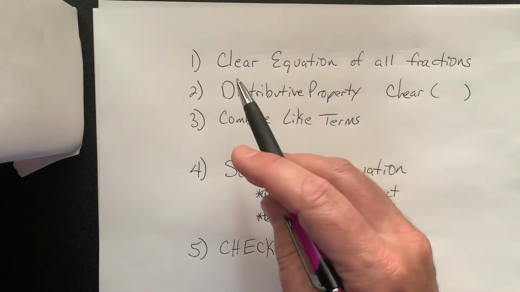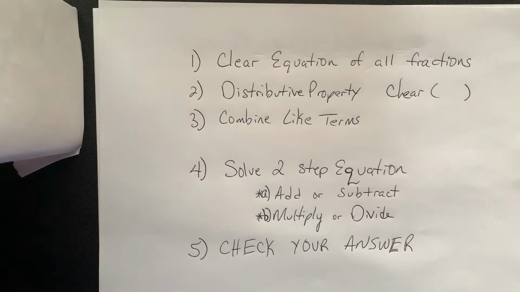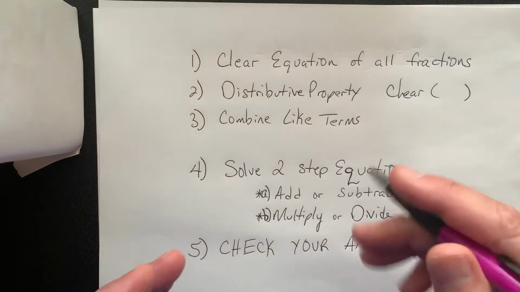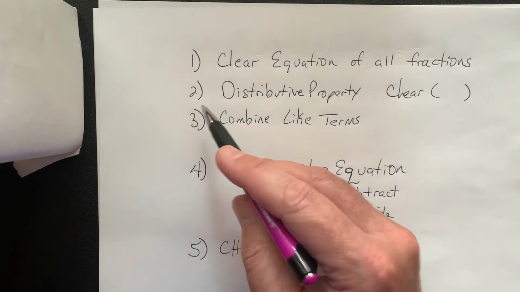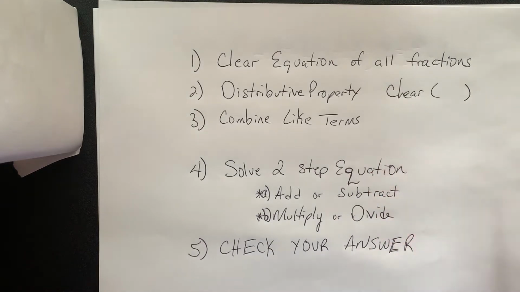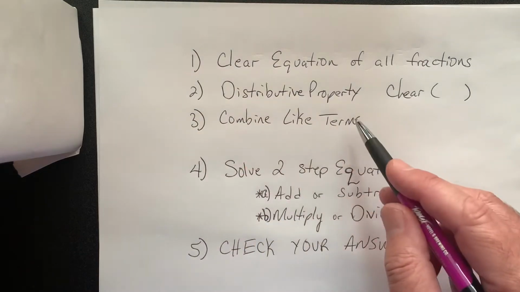Number one, clear equations of all fractions. Hey, this might look familiar to you. This is from a couple weeks ago when we did multi-step equations. So now we're coming back and we're doing it again. Number two, distributive property. That's right. Get rid of those parentheses. Hippity-hoppity. And then combine the like terms.